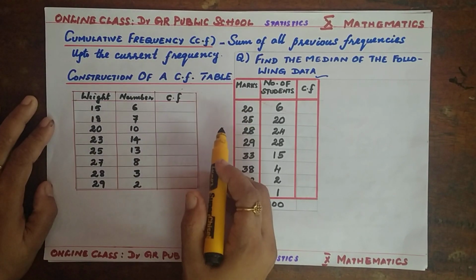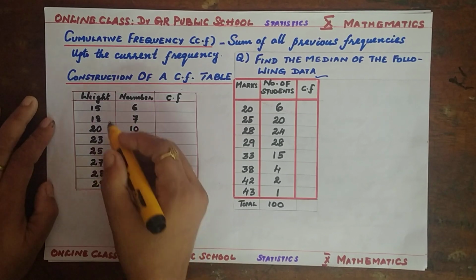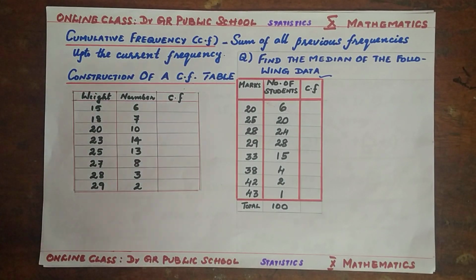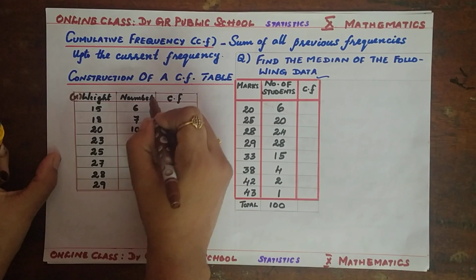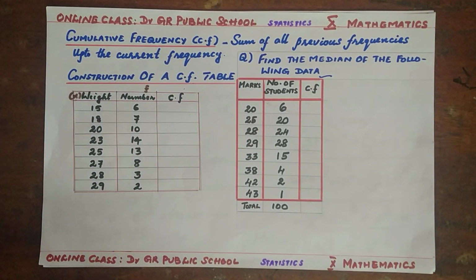Construction of a CF table. CF is called cumulative frequency. Weight is given here, that you can take as x. Number is given here, that you can take as the frequency f. Thus, just like the finding of mean and mode, x and f are given. Now we are going to form the CF.